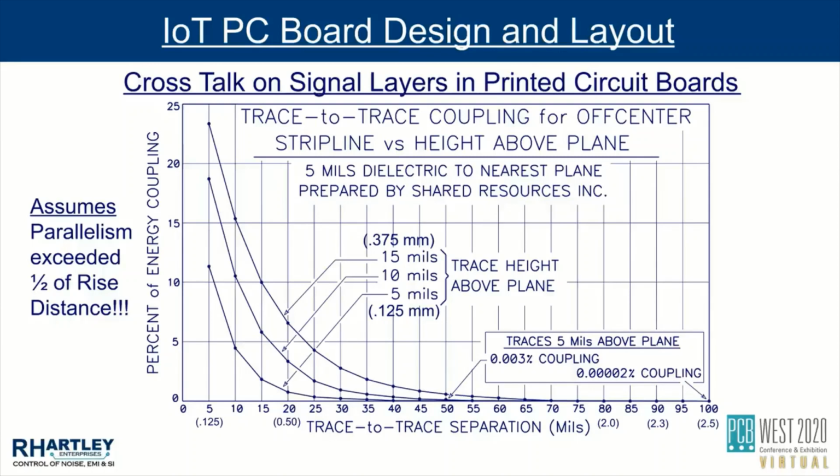You can see on a four-layer board that's 62 mils thick, you're going to have about 10 to 12 mils of dielectric from layer 2 to layer 3, which means your signals are going to be about 10, 12 mils away from the plane. With 1 times height above the plane separation, meaning if you have, say, 10 mil lines or 12 mil lines or 8 mil lines, and you keep them separated by 10 to 12 mils, you're only going to get about 10% crosstalk, 12% maximum.